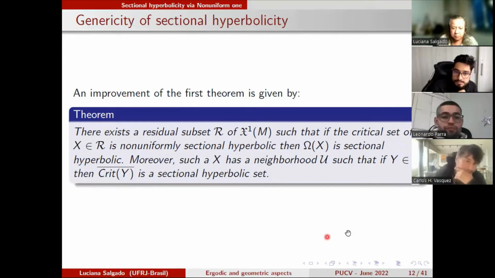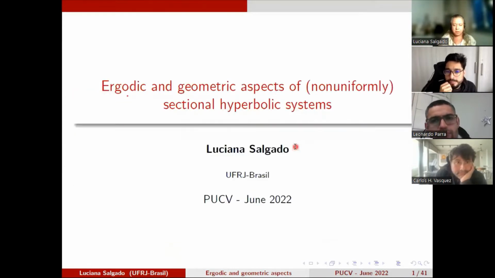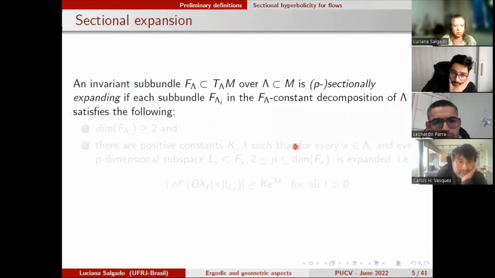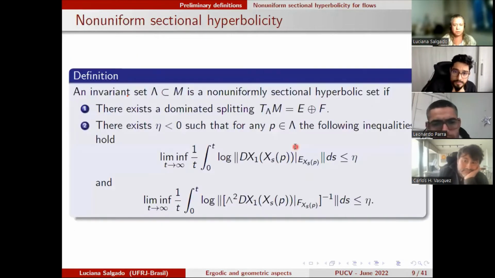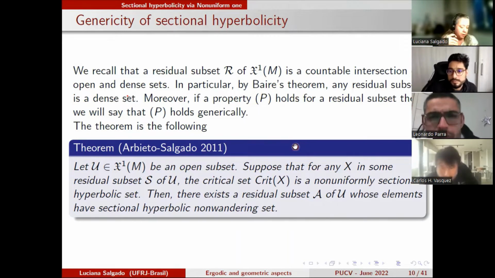Let me see here. I wanted to make a quick comment over the, I'm sorry, the proof of this first theorem here. The ingredients of this are the C1 closing lemma, Mañé's ergodic closing lemma, the Kupka-Smale theorem, and the non-uniform sectional hyperbolicity.